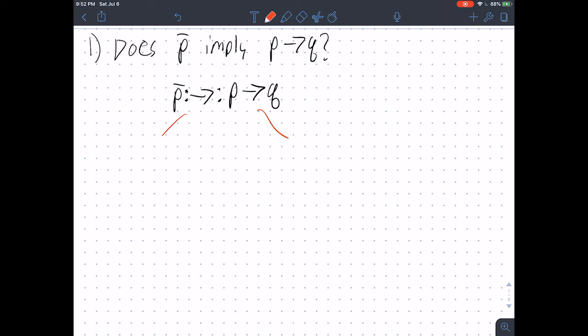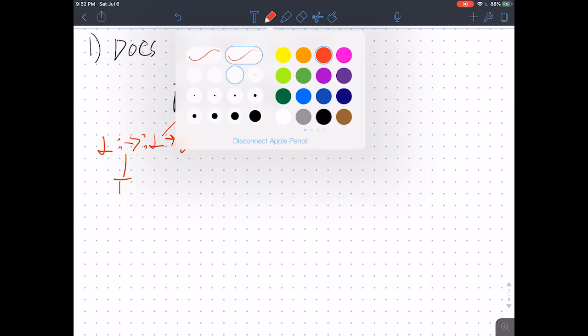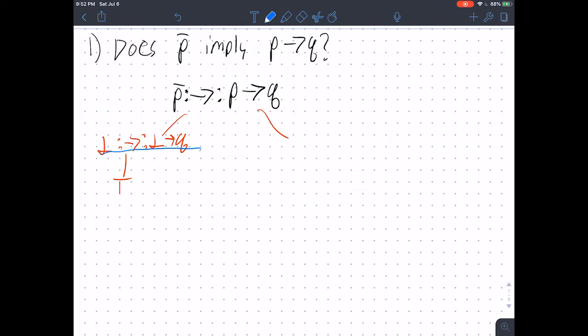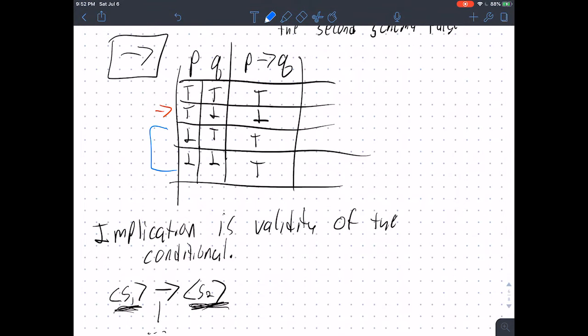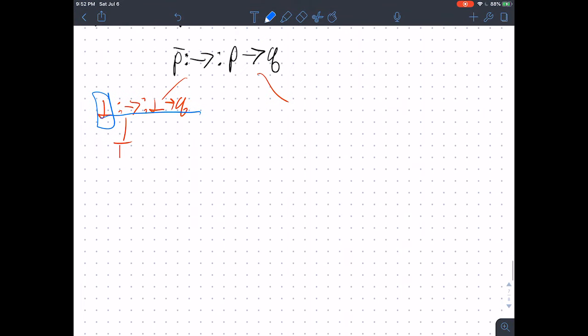So false, therefore Q. That's true, right? Because this whole thing is a conditional. This is the antecedent of that. A conditional with a false antecedent is always true, right?